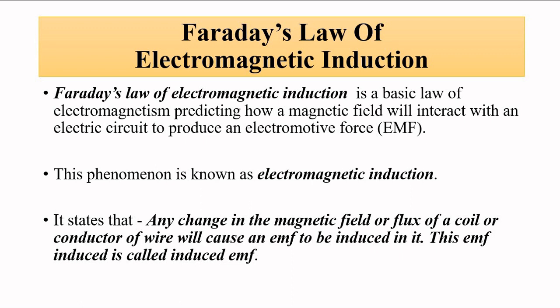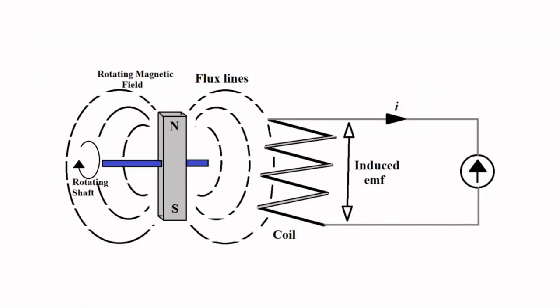EMF. Okay, so suppose we have a coil or conductor, and here we have a source of magnetic field, be it a permanent magnet or an electromagnet. So when it is either moved to and fro, towards and away from the coil, or rotated, there will be a change in the magnetic flux, or the number of magnetic field lines which pass through the cross-sectional area of this conductor or coil. And because of this change in magnetic flux, there will be an induced EMF resulting in the flow of a current.